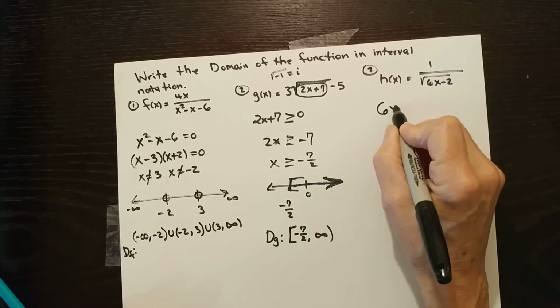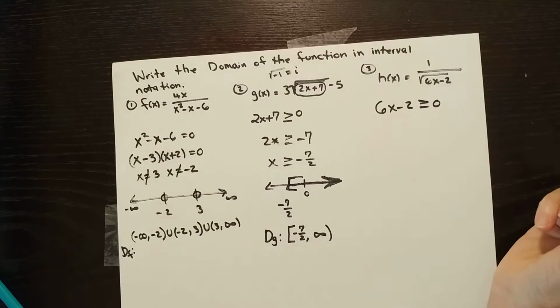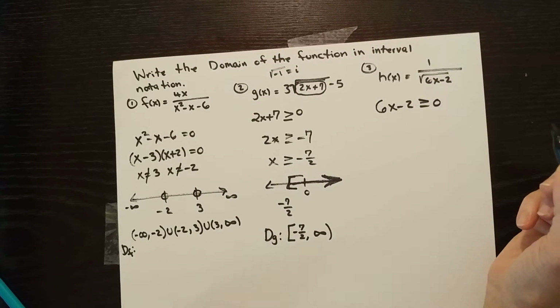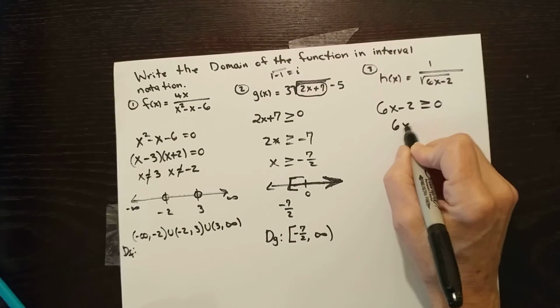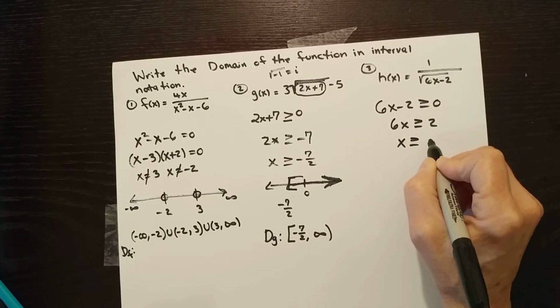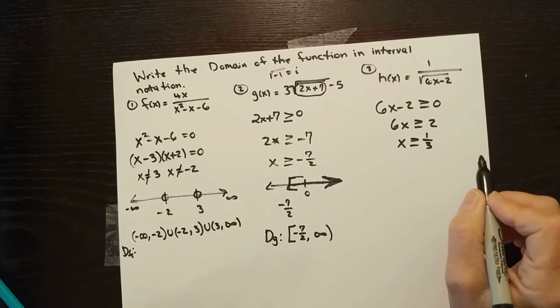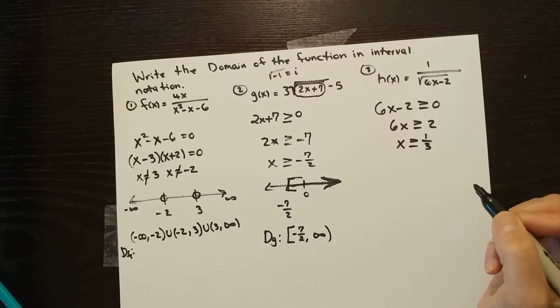First, let's say 6x minus 2 has to be greater than or equal to 0. That way we won't get kicked into imaginary numbers. So let's solve this inequality. 6x is greater than or equal to 2. x is greater than or equal to 2/6 or 1/3. So this is the domain, except the problem is this is in the denominator.